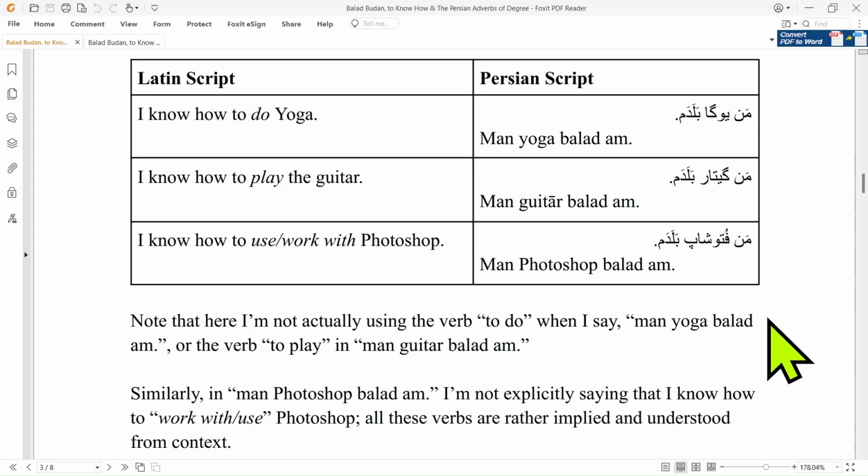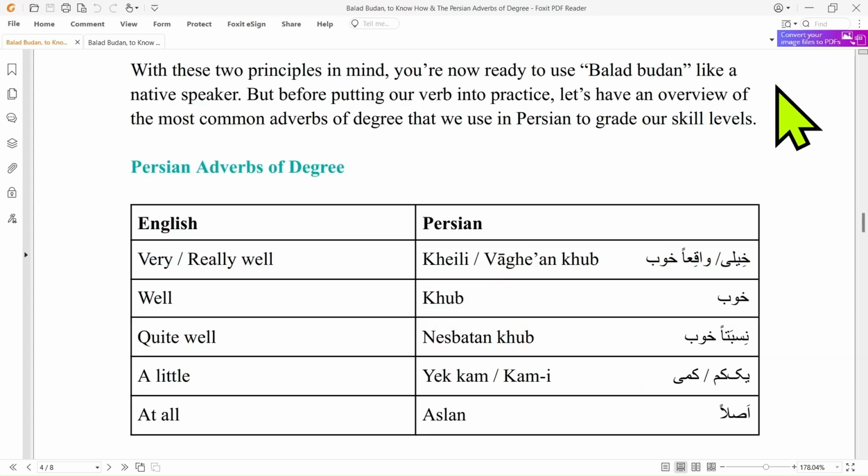Note that here I'm not actually using the verb to do when I say man yoga baladam, or the verb to play in man guitar baladam. Similarly, in man Photoshop baladam, I'm not explicitly saying that I know how to work with or use Photoshop. All these verbs are rather implied and understood from context. With these two principles in mind, you're now ready to use Balad Budan like a native speaker.